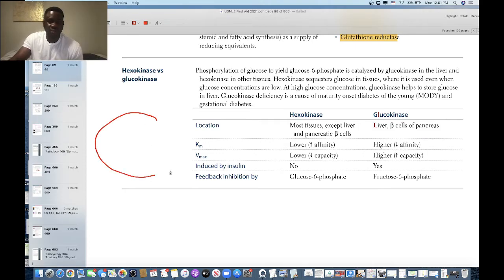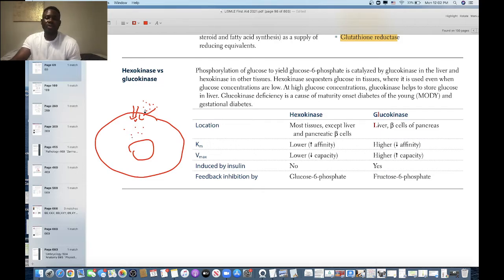So for this hexokinase and glucokinase, let me just show you. You have a cell like this. This is the nucleus of the cell, and this cell has glucose circulating around it. Let's say these are glucose. The glucose wants to enter the cell. We have glucose transporters on the cell. If they are able to carry this glucose into the cell, let's say the glucose has come into the cell, right?